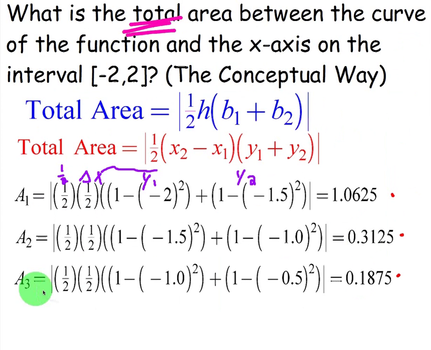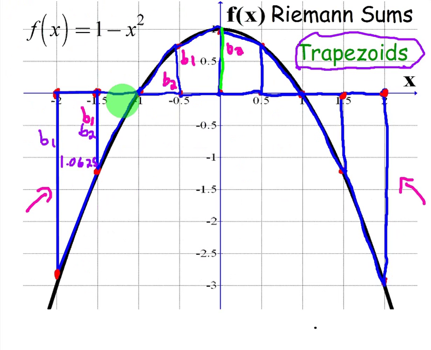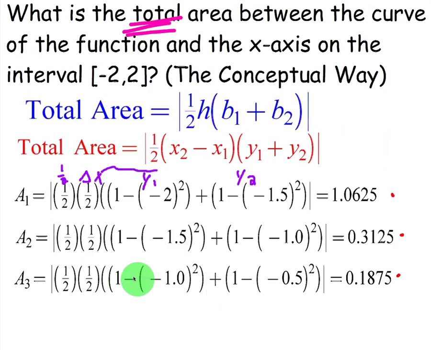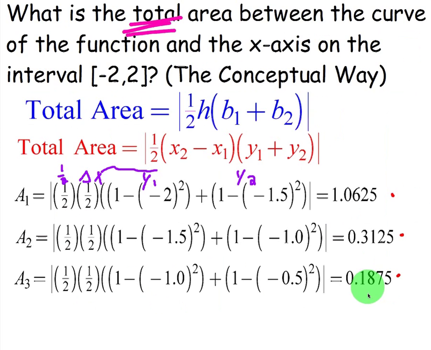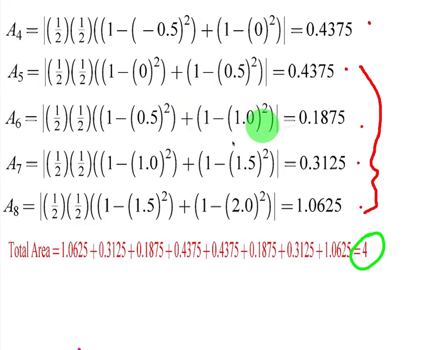Next trapezoid would be 1/2 times the height, which again is just 1/2, times B1 plus B2. In this case, B1 is 0. B2 you will find by plugging in negative 0.5 into this equation, taking the absolute value for total area. You add those two bases up, multiply by that 1/2 times the height, and you get 0.1875. So this triangle is very small, 0.1875. And you will continue and find the area of the rest of your trapezoids.